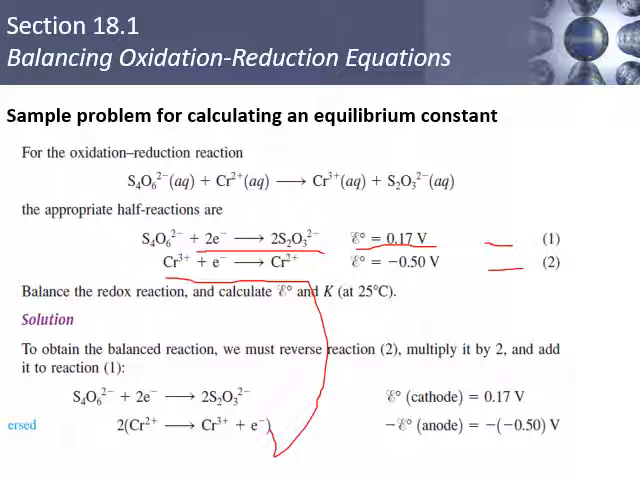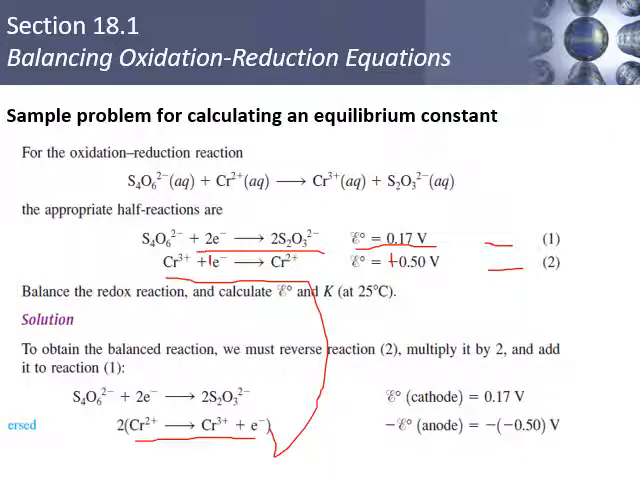So we're going to rewrite it as Cr2+ giving Cr3+ plus an electron. Change this voltage to positive here. Add them, and we get 0.67 volts. But the electron numbers don't match. We need a 2 right there instead of a 1.